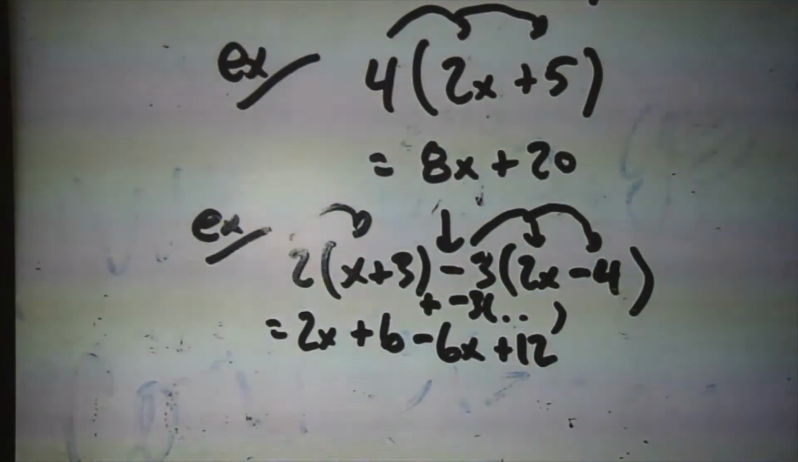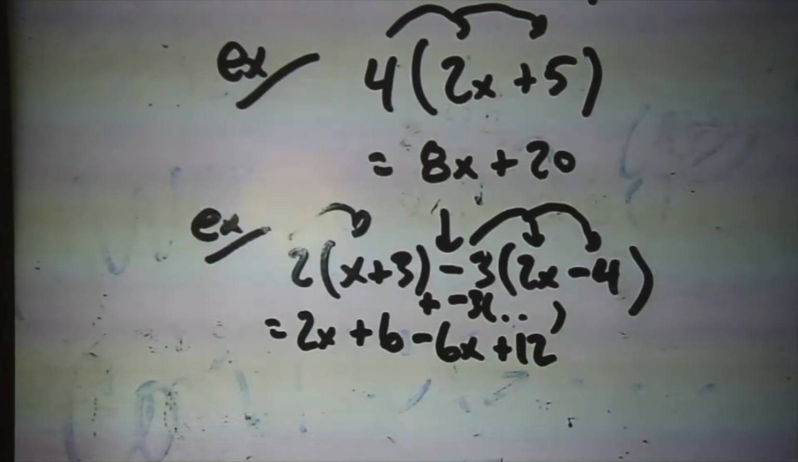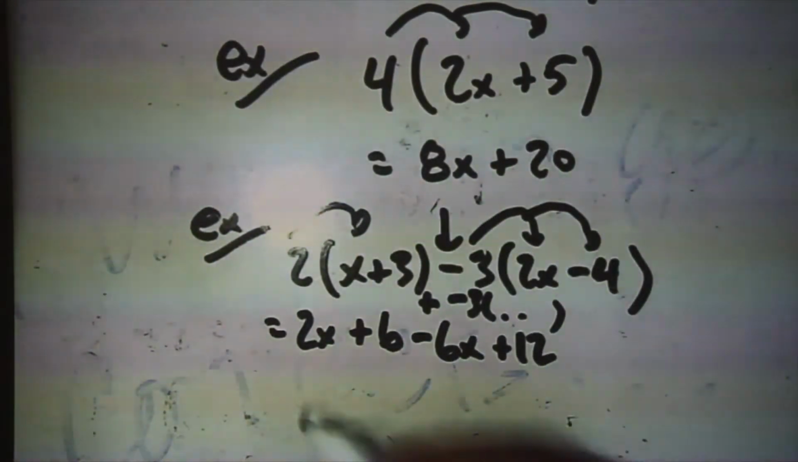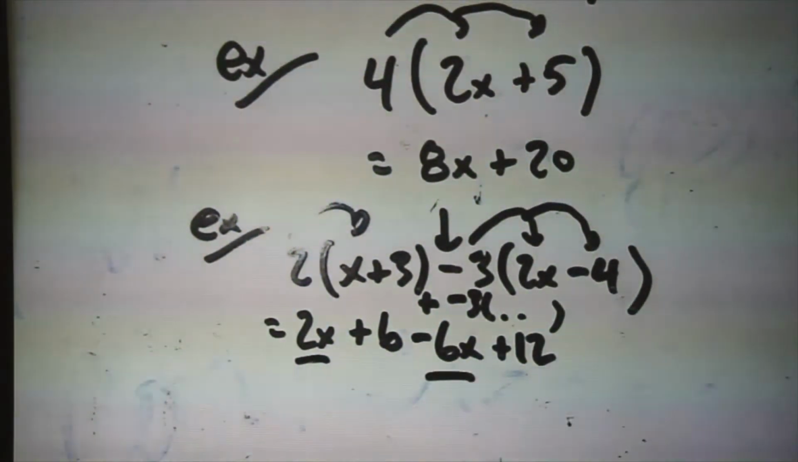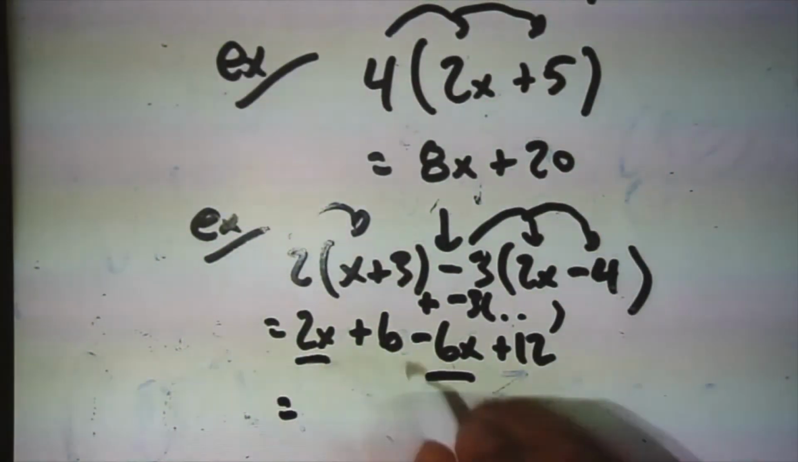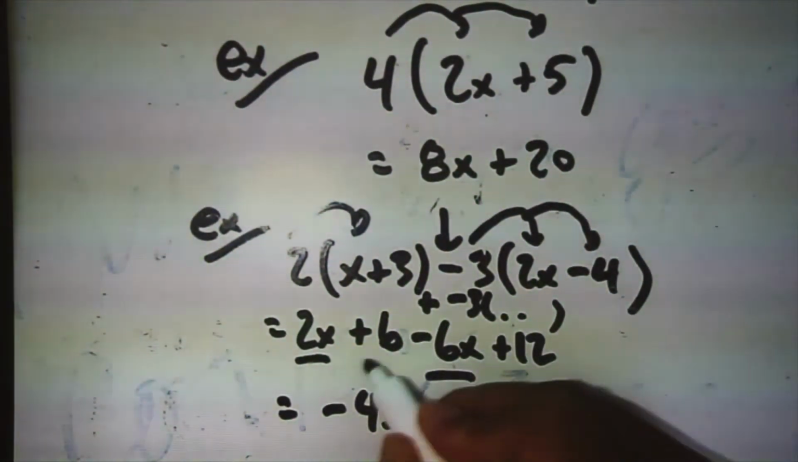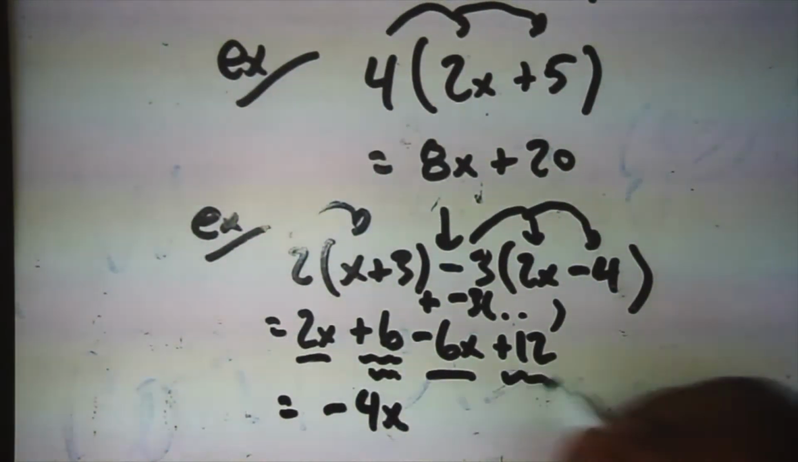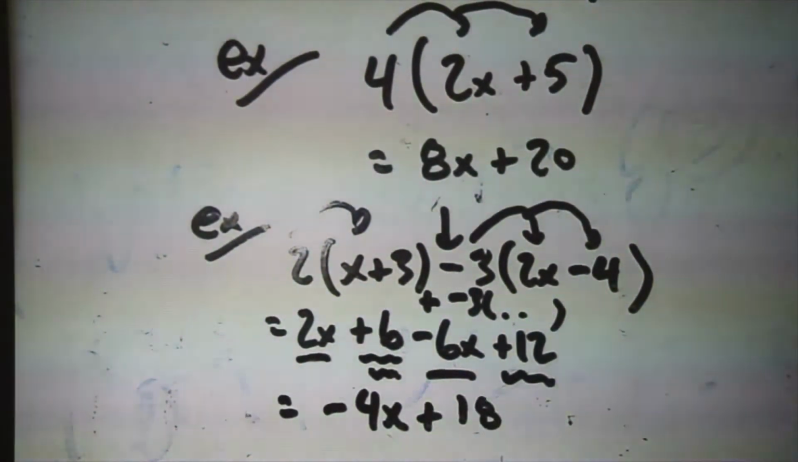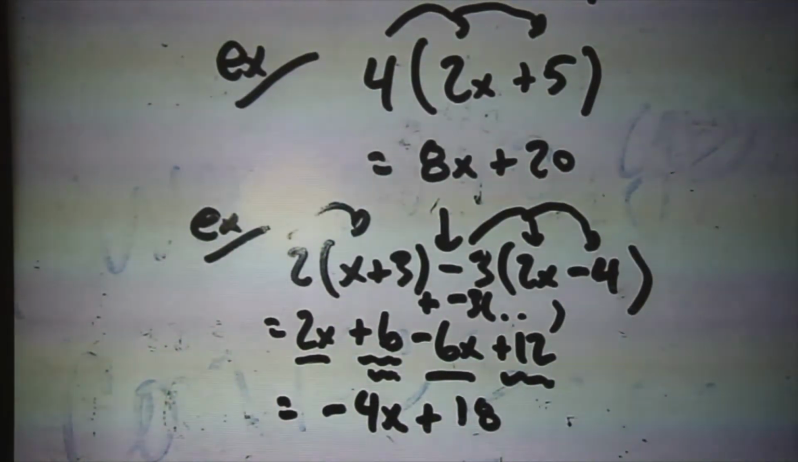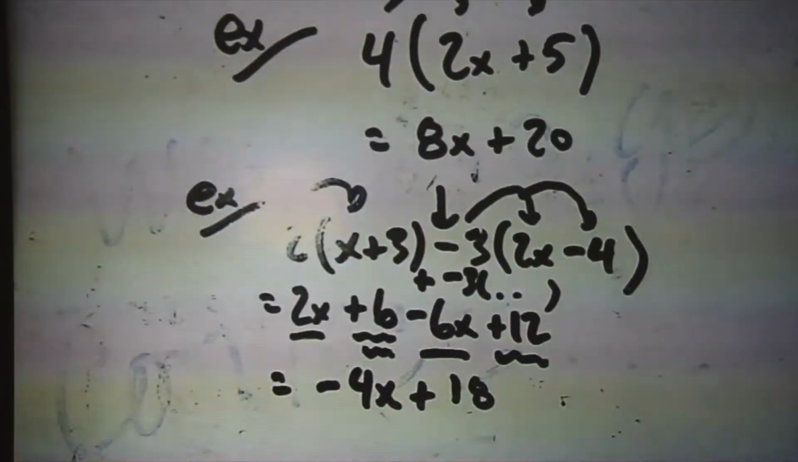The next step to do is we've cleared the parentheses, so to simplify further, we gather like terms. There's a 2x and a negative 6x. So 2x minus 6x is negative 4x. And then we have a 6 plus 12, which is plus 18. And there's our simplified expression after we distribute and gather like terms.